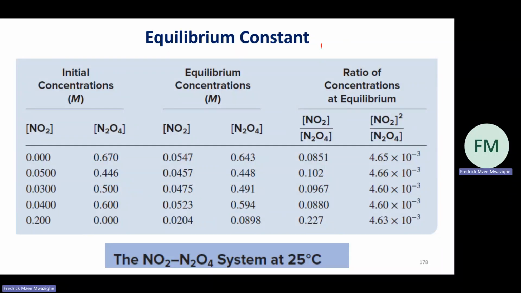When you look at the reaction that we had, N2O4 gas dissociates to give us 2 NO2. So notice that this square, or this power of 2, is the same as the value of this coefficient here. That means we can come up with a general expression for the equilibrium constant.